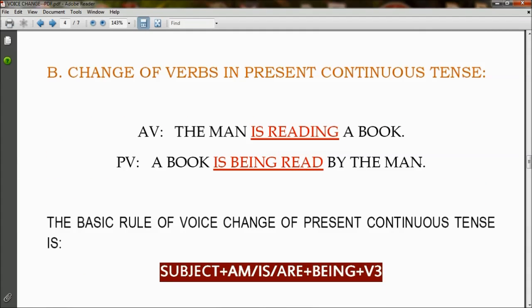B is change of verbs in present continuous tense. The man is reading a book in active voice has changed to a book is being read by the man. Is reading has changed to is being read. So here read is the V3 form of reading.